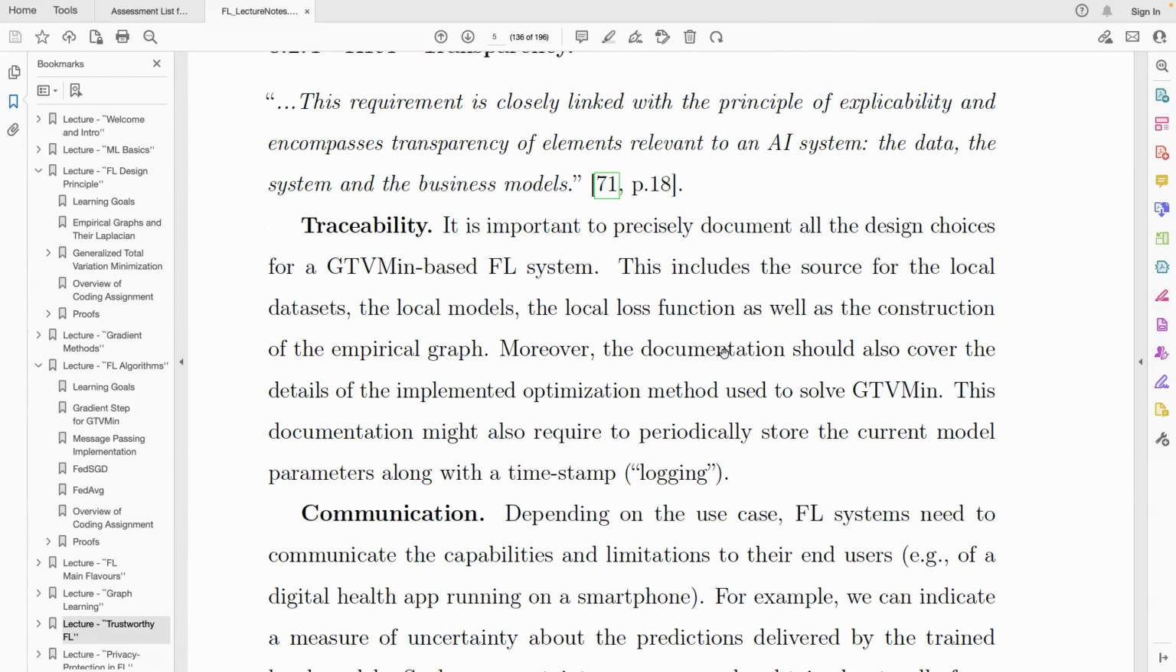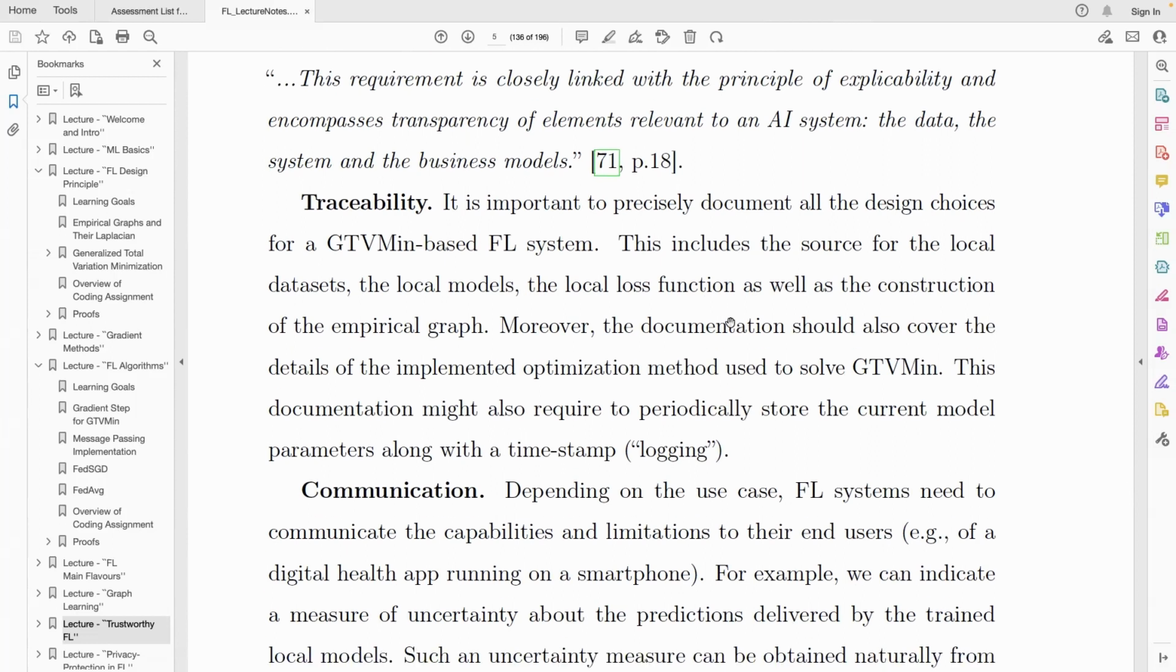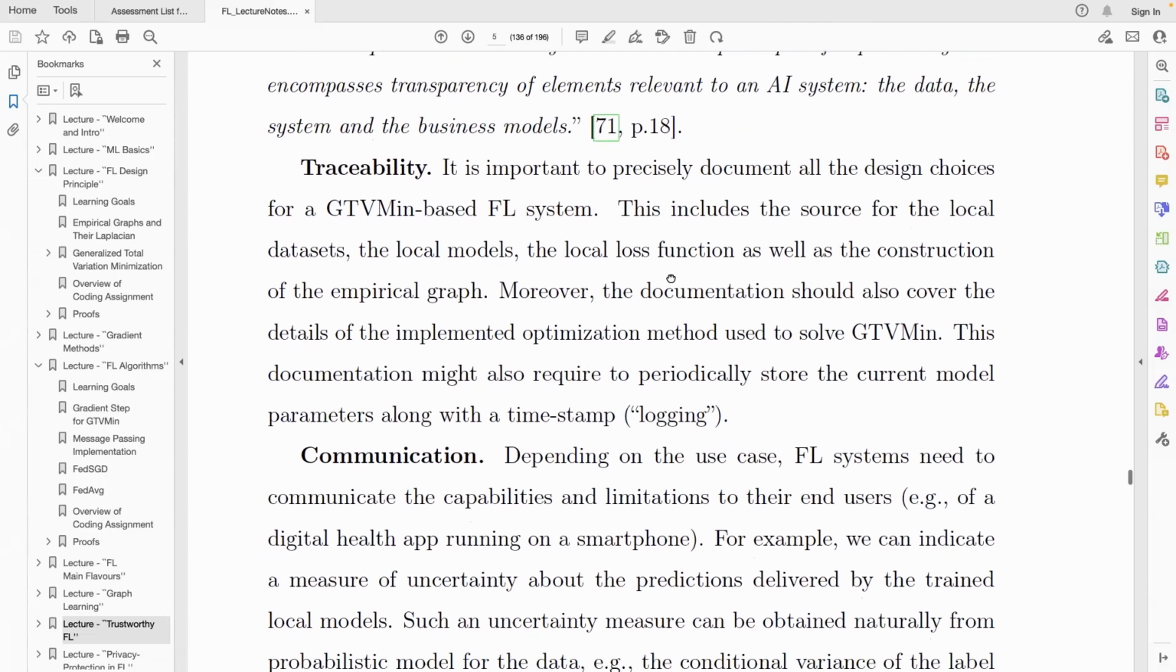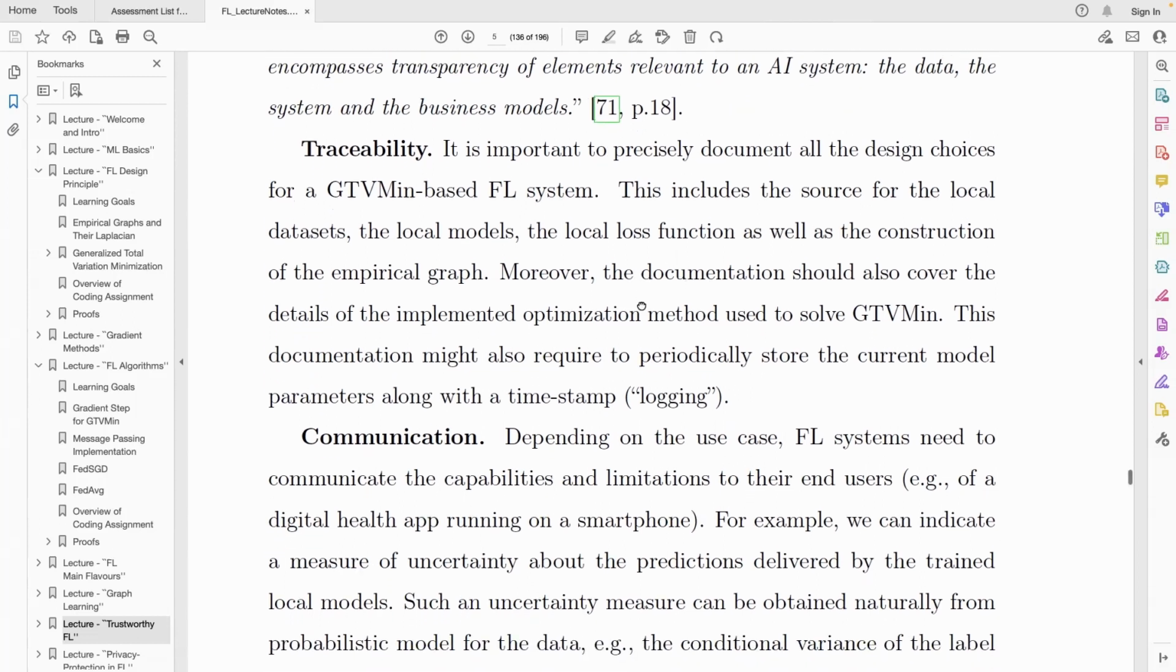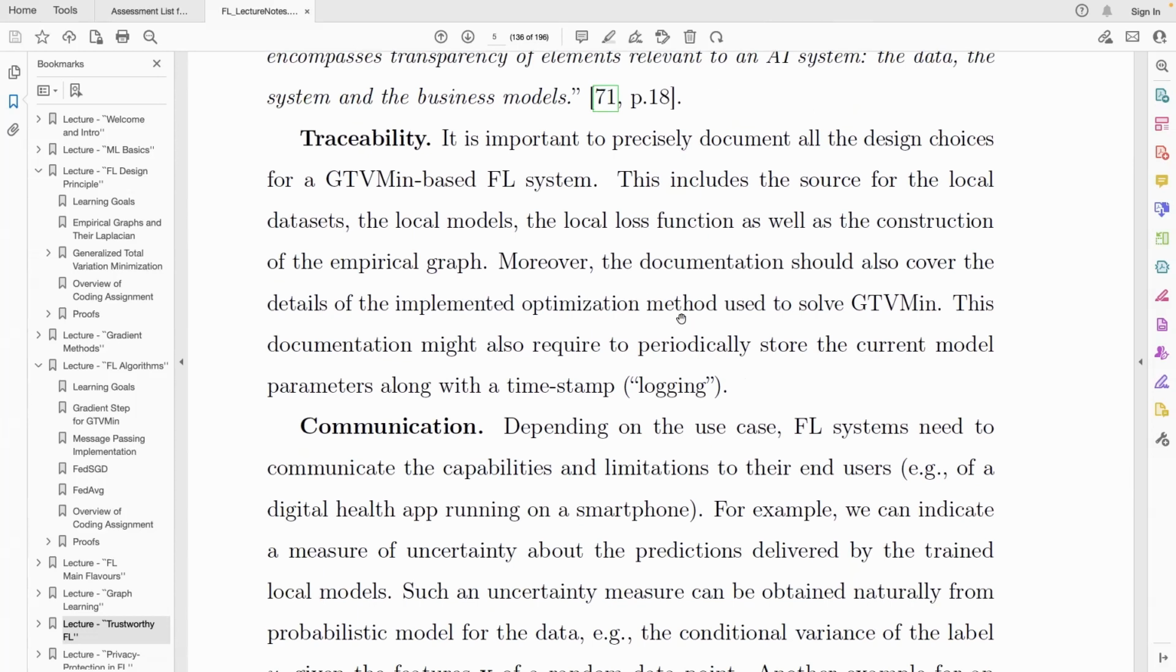So we will have soon a session, an info session about the federated learning projects. And one key requirement for this federated learning project is that you write a report. And in this report, you must clearly specify what are the local data sets or where are they from, the sources, what are the local models, and what are the loss functions you have used. Beside those, also the empirical graph, or how you constructed the empirical graph, is an important design choice.